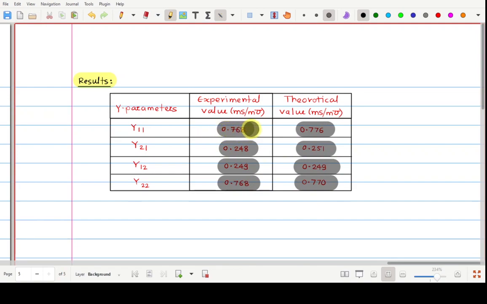Again, one thing you have to note, friends: our first values y11 and y22 are almost similar. So this indicates that our network is symmetrical in nature. And y21 and y12 are again almost matching. So this indicates our network is reciprocal in nature. A little bit of variation between experimental values and theoretical values is because of the calibration error of instruments and the power supply fluctuations during the course of the experiment. Okay, so this comes to the end of this part 2. So in this way you can calculate y parameters using the practical setup as well as the theoretical approach.